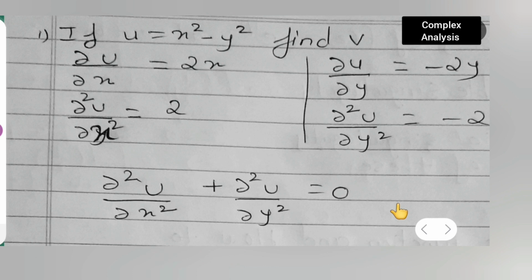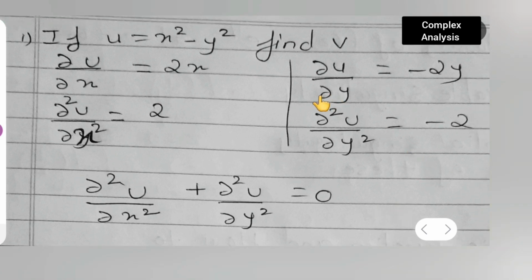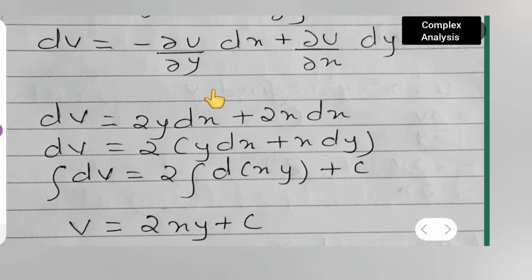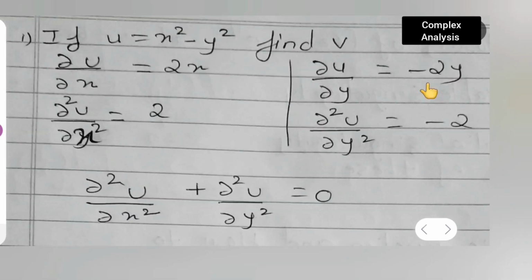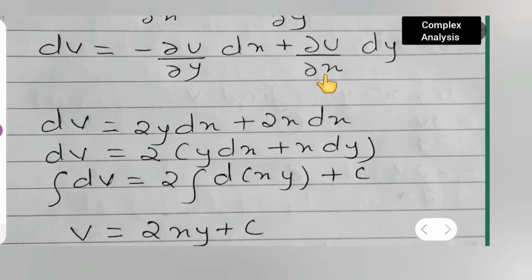So ∂u/∂y, what will you have got? ∂u/∂y is minus 2y. So minus and minus will be plus, so you will get positive 2y dx. Plus, now what is ∂u/∂x? The value of ∂u/∂x is nothing but positive 2x, so plus 2x dx.